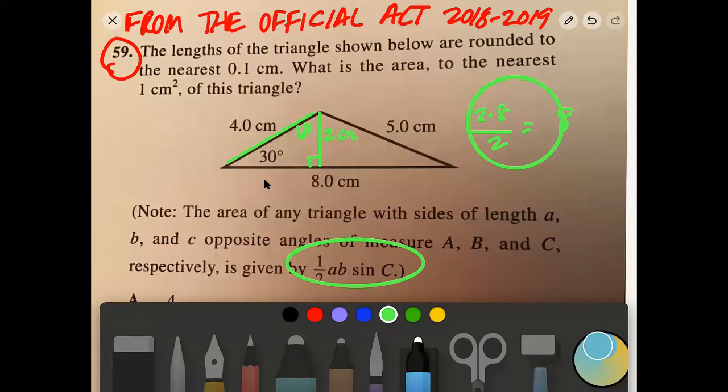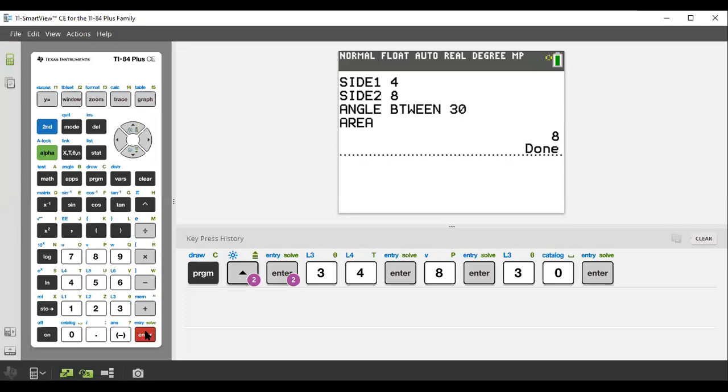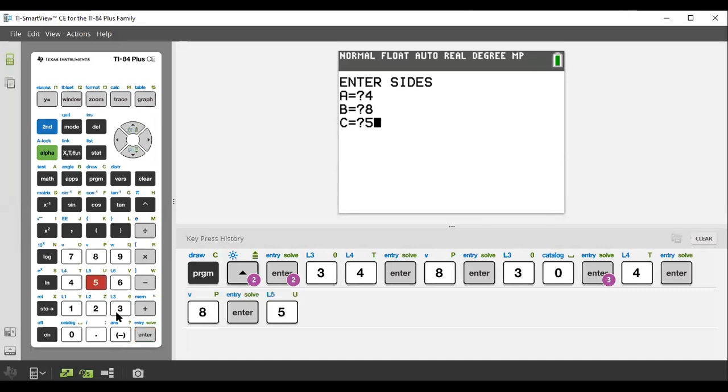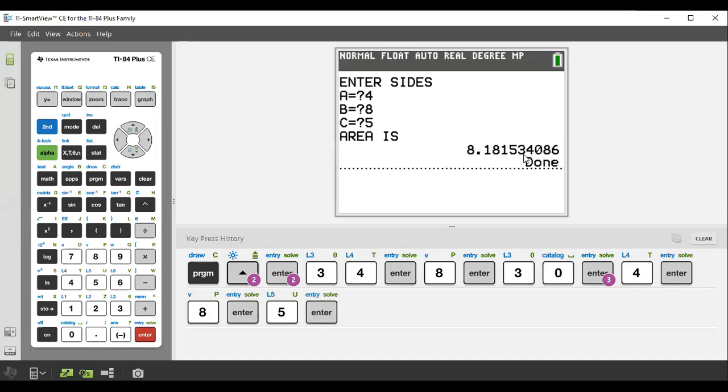Now, let's do it a third way. They've given us 4 centimeters, 8 centimeters, and 5 centimeters. Using Heron's formula, we should be able to calculate and get 8 as well. So let's go back to the calculator and see if it works. I'm going to press enter and choose option 1. The first side is 4, the second side is 8 centimeters, the third side is 5 centimeters, and when I press enter, I get 8.18. All right, so it's not exactly 8, but it's close enough, and it'll still give you the answer.